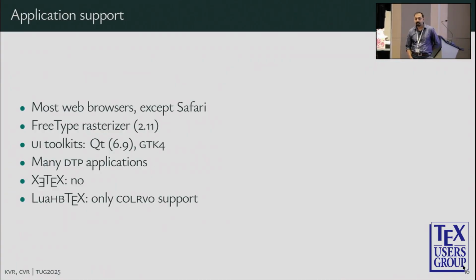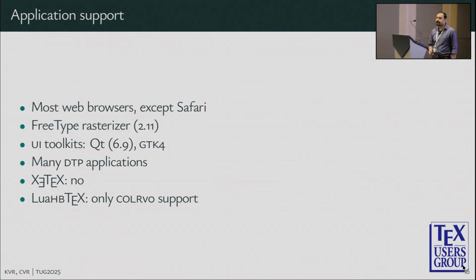Coming to application support, most of the web browsers, of course except Safari, support this very well. The FreeType rasterizer, which is the underlying technology for most of the free software platforms, and I think even Apple uses FreeType, has support for color fonts since version 2.11. The UI toolkit Qt since 6.9, I know. GTK4 since I don't know which version, at least for a couple of years, they do have the support. A lot of proprietary DTP applications do support them.